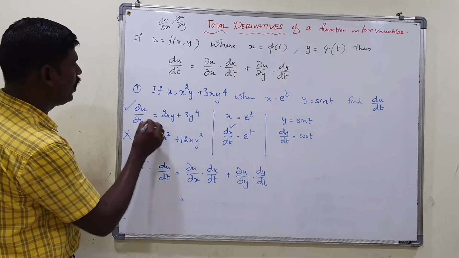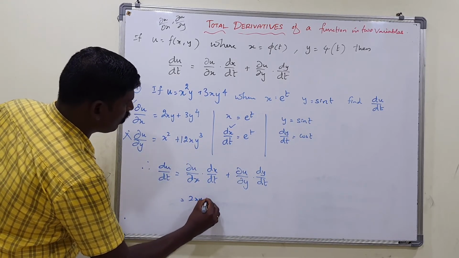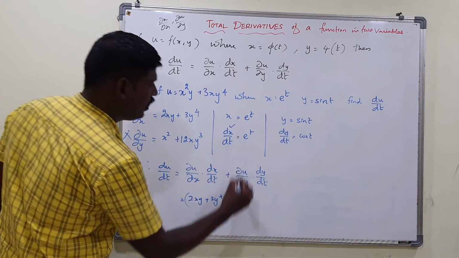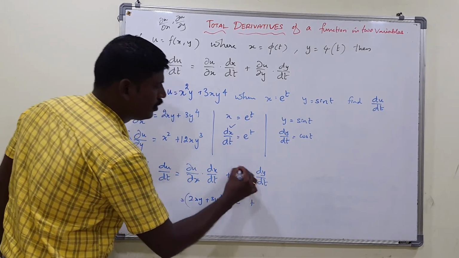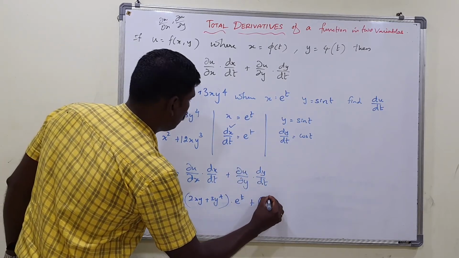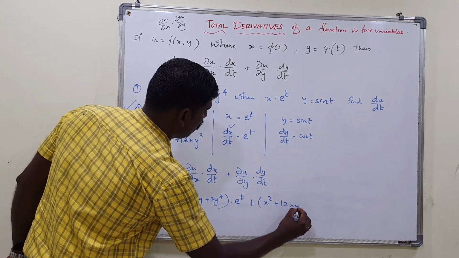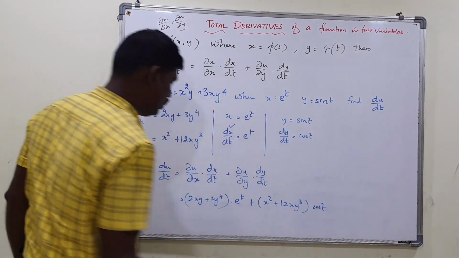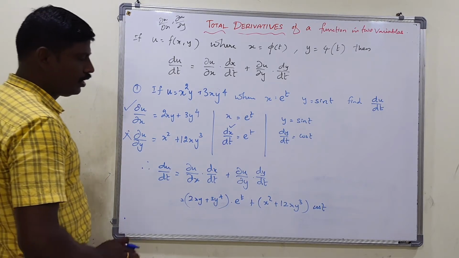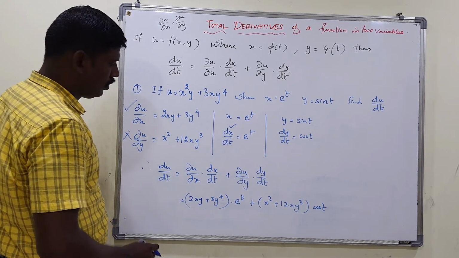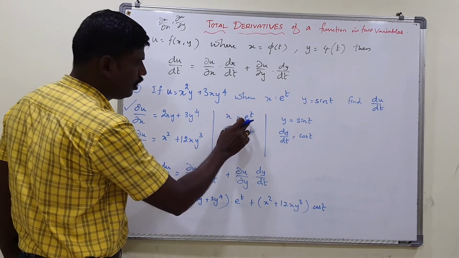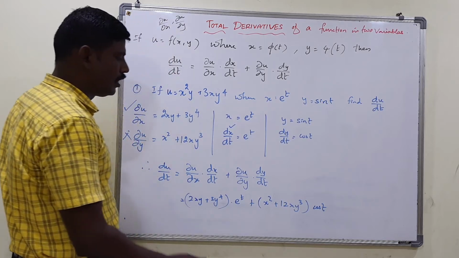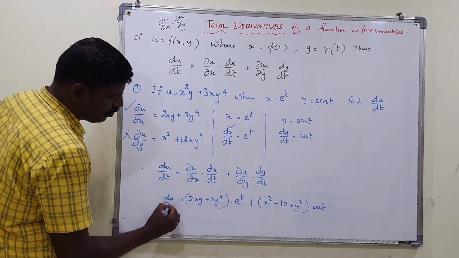What is dou u by dou x? It is here: 2xy plus 3y power 4, into what is dx by dt? It is e power t, plus what is dou u by dou y? x square plus 12xy cube, into what is dy by dt? Cos t. So this is the answer for the given problem. No need to replace x by e power t and y by sin t. It would be very lengthy, so that's why we stop this problem at this step.